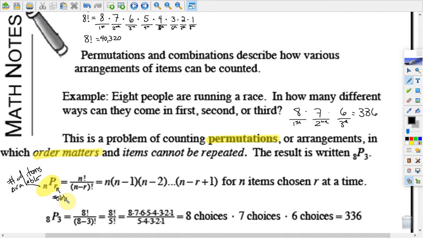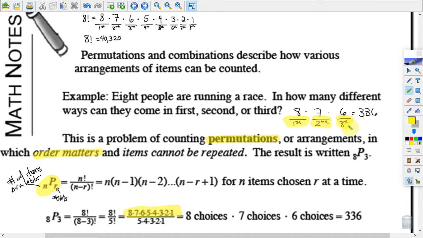And it turns out the equation for that is n factorial over n minus r factorial. Well, if we look back to the example that I just did, we figured out that we could arrange 8 runners by doing 8 times 7 times 6 times 5 times 4 times 3 times 2 times 1, which we have down here. But we only have 3 slots to fill here, which is our first, second, and third.